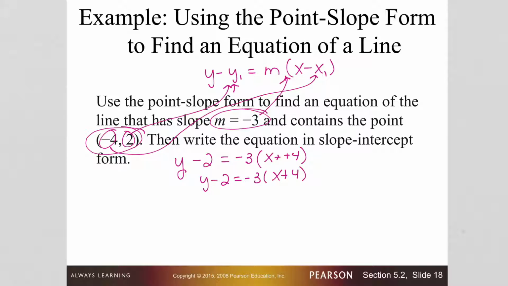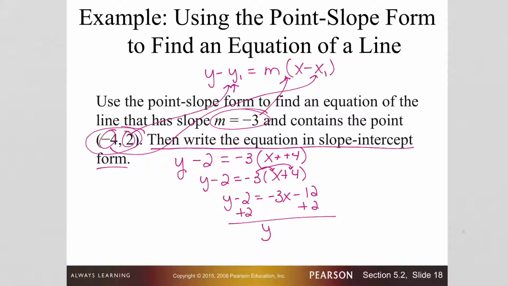Now, this would be great if all it said was write an equation, but it says then write the equation in slope-intercept form. So in order to do that, you have to distribute. And I would add 2 to both sides. And there we go. That's written in slope-intercept form.